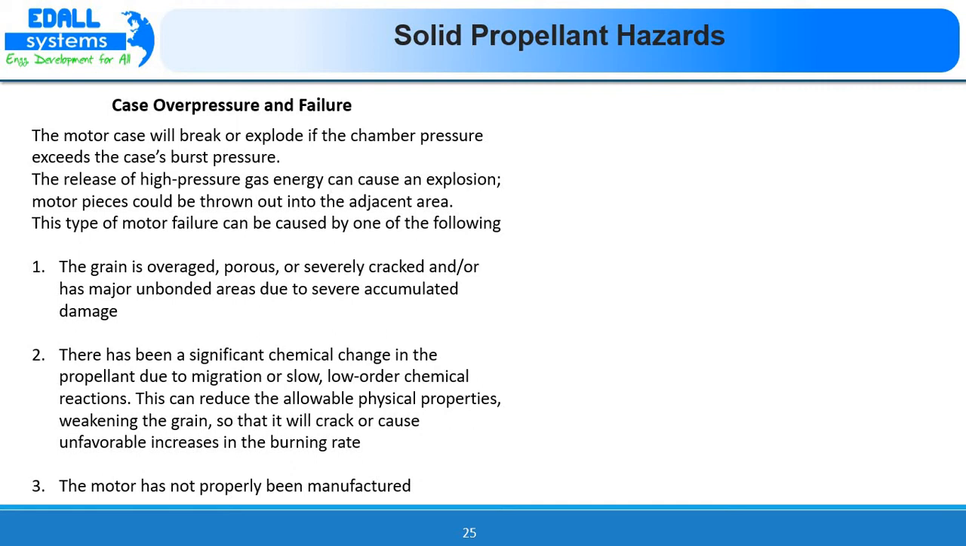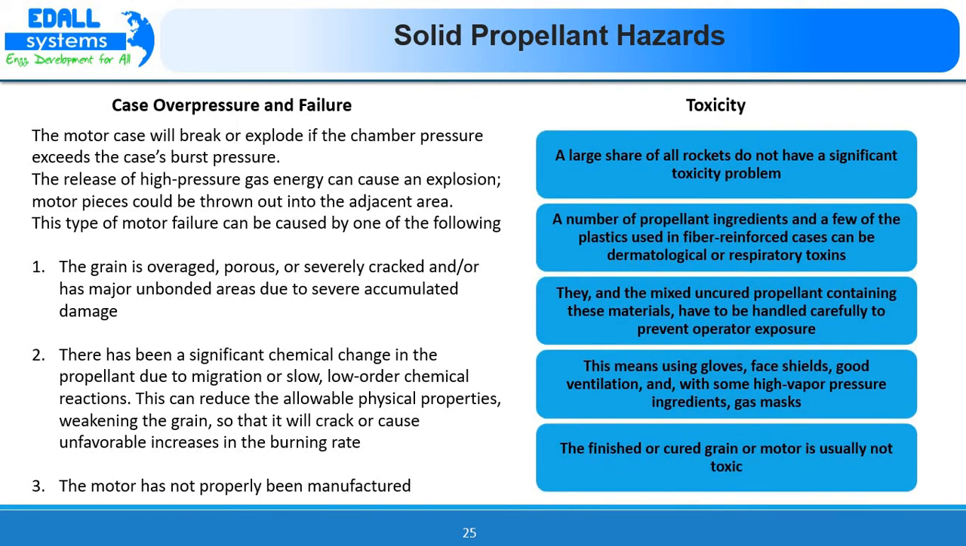This can reduce the allowable physical properties, weakening the grain so that it will crack or cause an unfavorable increase in the burning rate. So this may cause detonation inside the combustion chamber and the motor may break into pieces. So a motor that has not been properly manufactured can also be one of the reasons for the change in the chemical properties and the physical properties of the propellant, which can cause the detonation.